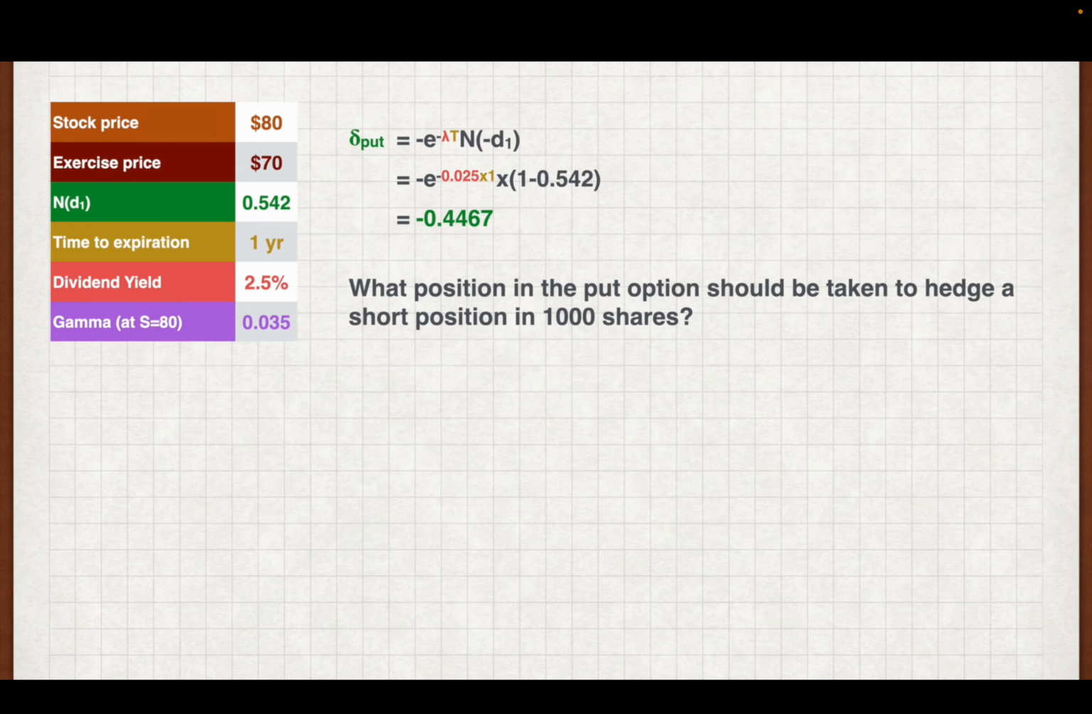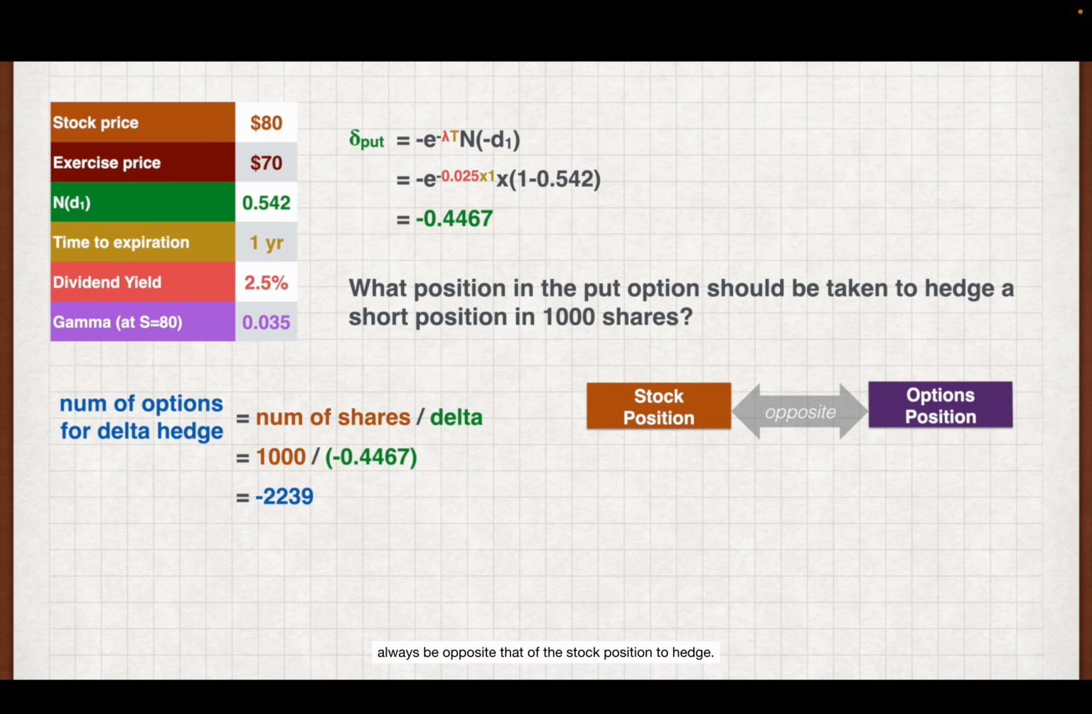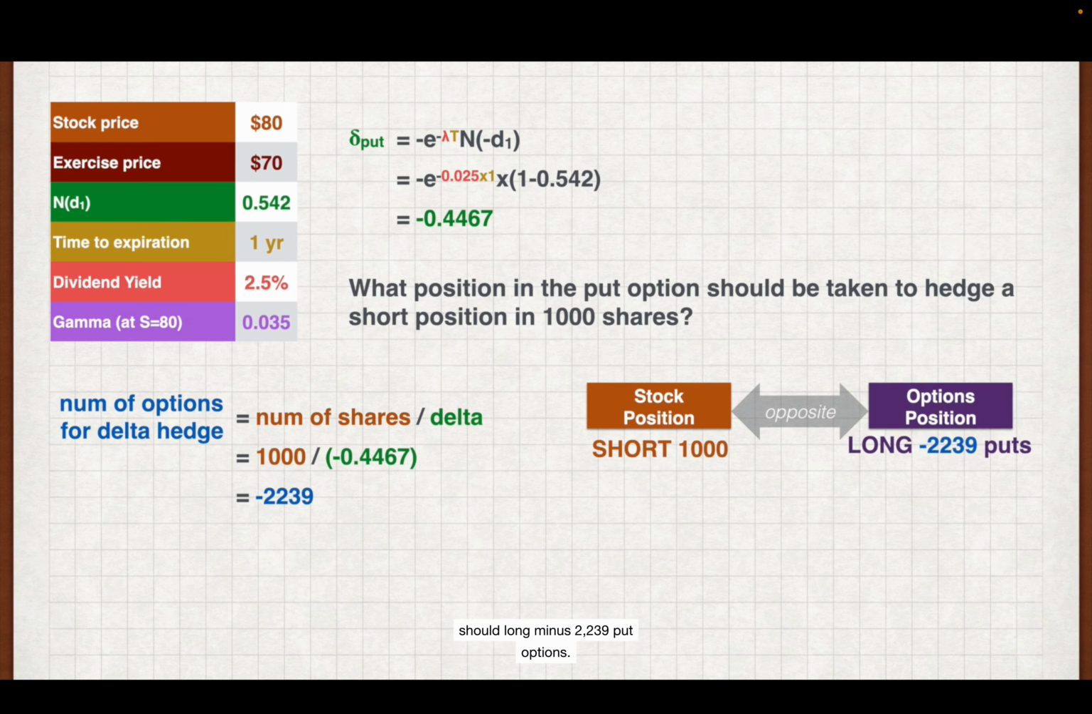And we're back. It's easy to calculate the number of option contracts to enter. You should get minus 2,239. The harder part is to determine the position. Remember, the derivative position must always be opposite that of the stock position to hedge. So if you are short 1,000 shares, you should long minus 2,239 put options. In other words, you should short 2,239 put options.